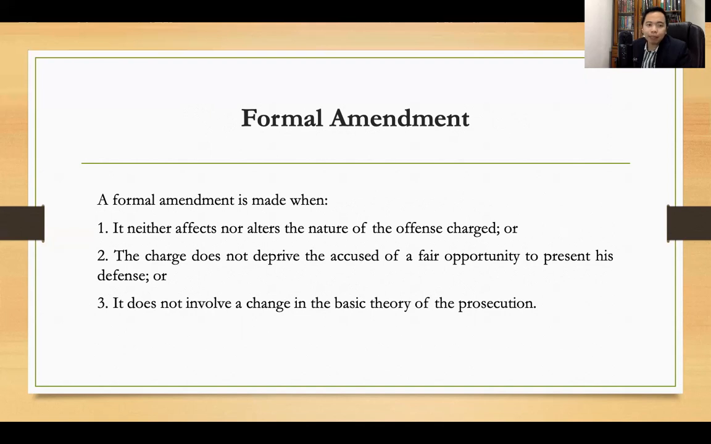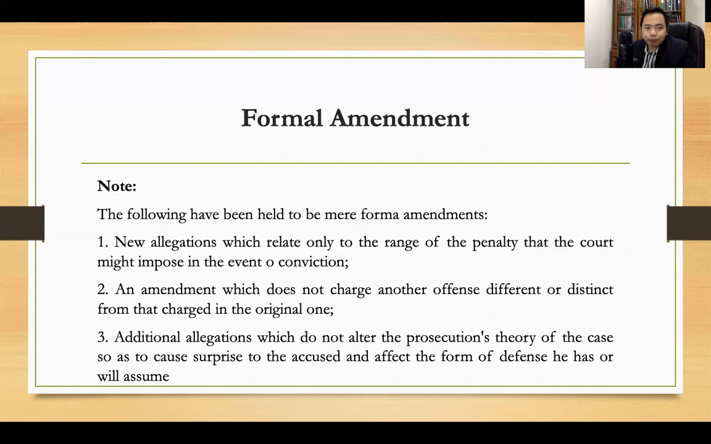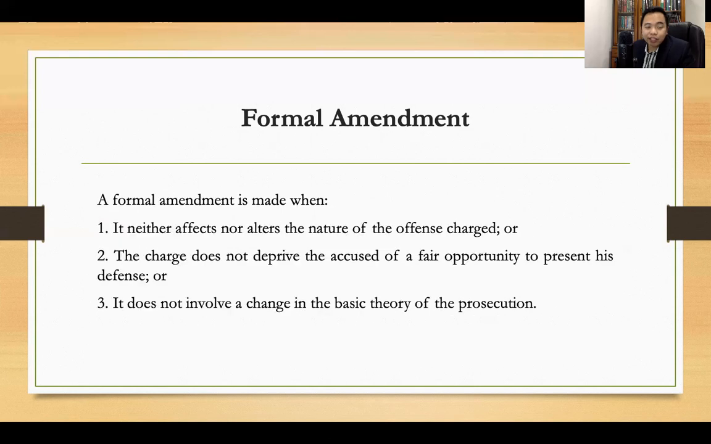A formal amendment can also take place when the change does not deprive the accused of a fair opportunity to present his defense. Meaning to say, class, that the theory of defense will not be affected by the change in the complaint or information. And third, it does not involve a change in the basic theory of the prosecution. So those are the instances of formal amendment.